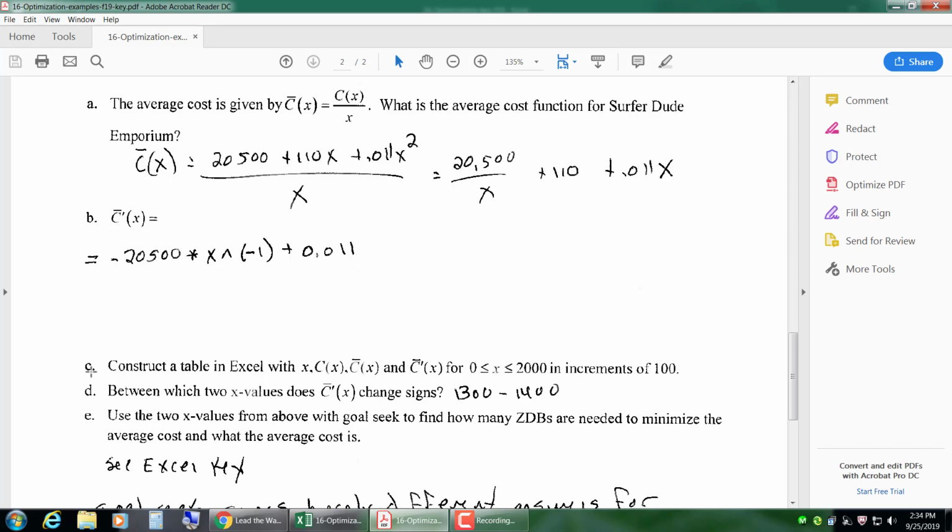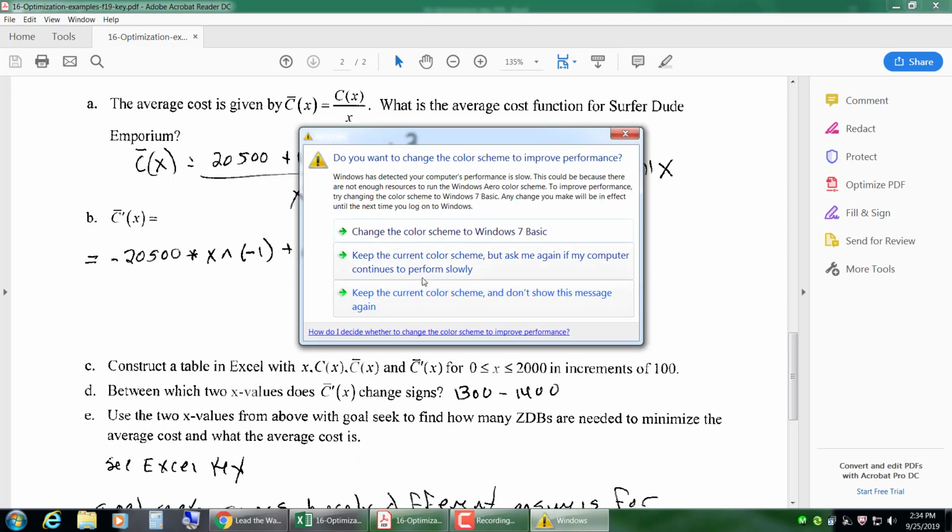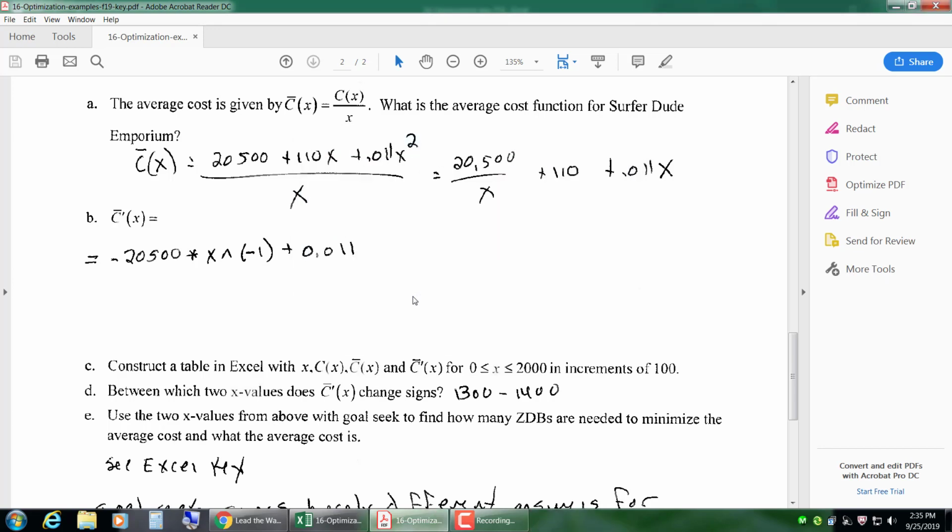We're going to do exactly what we did before, construct the table, determine the two values where it changes sign, and okay, I could have clicked that before. Sorry about that. Not going to edit it. I'm rushing through. Okay, so the previous example and this one, I'm constructing a table to help me get the IV value to use with goal seek.